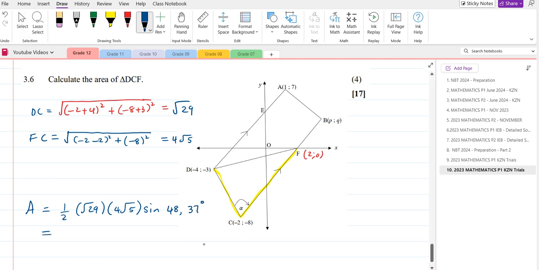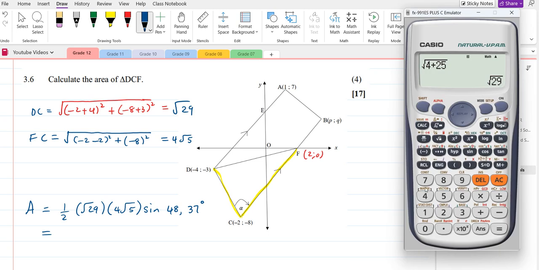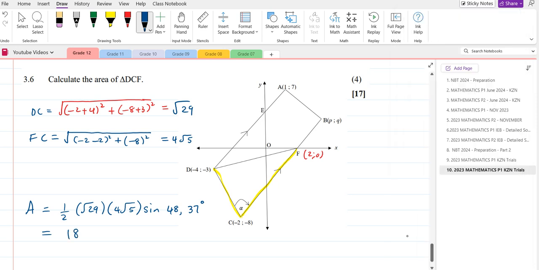Now let's enter all these values onto the calculator. So you get half times square root of 29 times square root of 80, remember what we had, times sine 48.37. So I'm getting an answer of approximately 18 units squared.